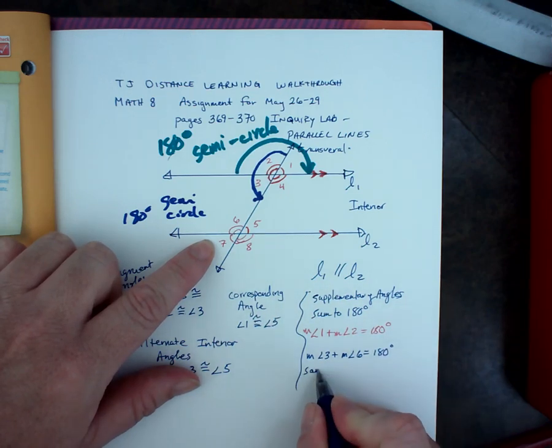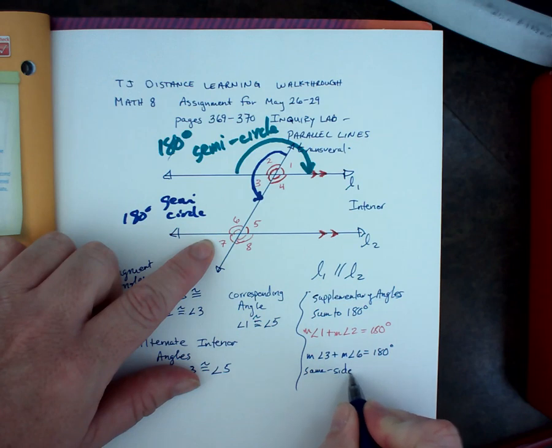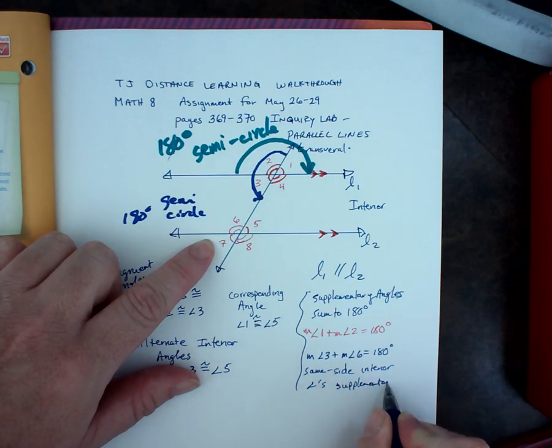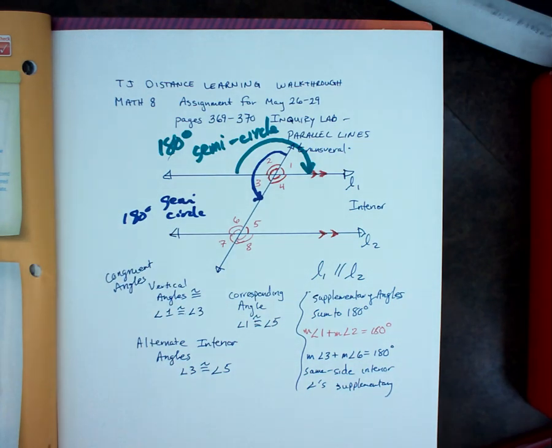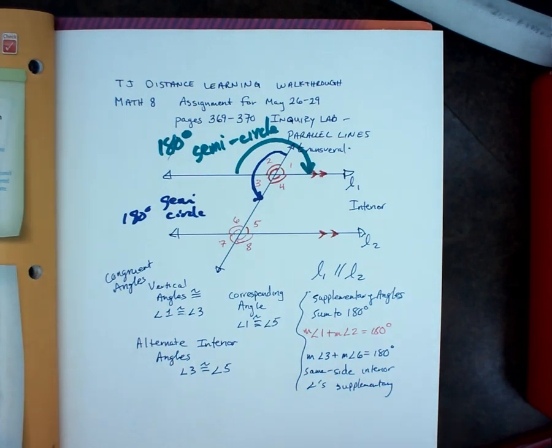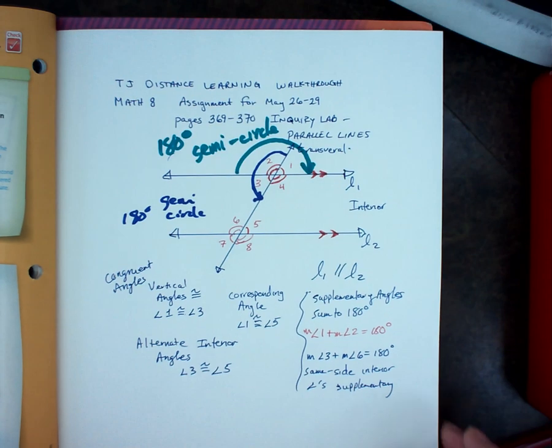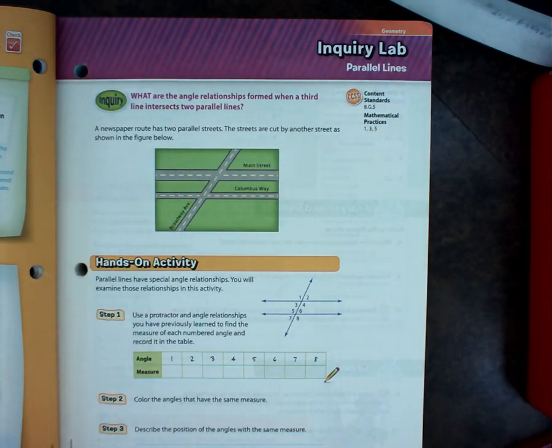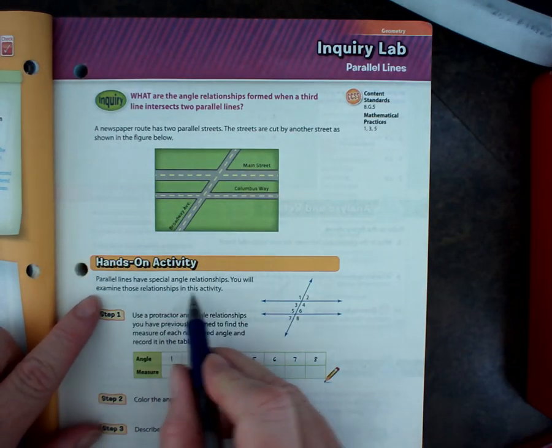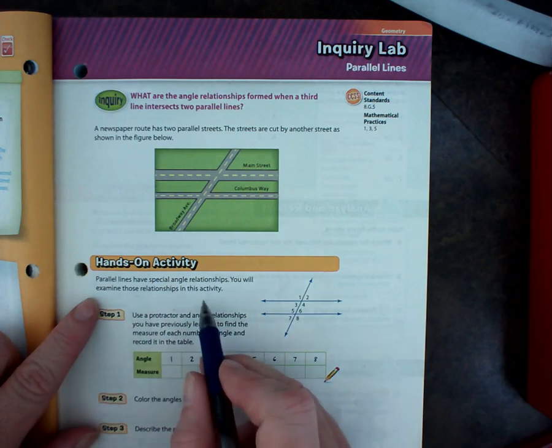And we call that same side interior angles are supplementary. You can name other ones besides that, but let's stick with these key 5 here. Okay. And now we can look at it. Parallel lines have special angle relationships. You will examine those relationships in this activity.